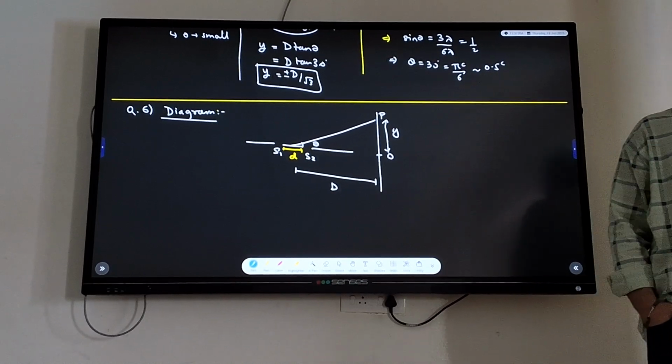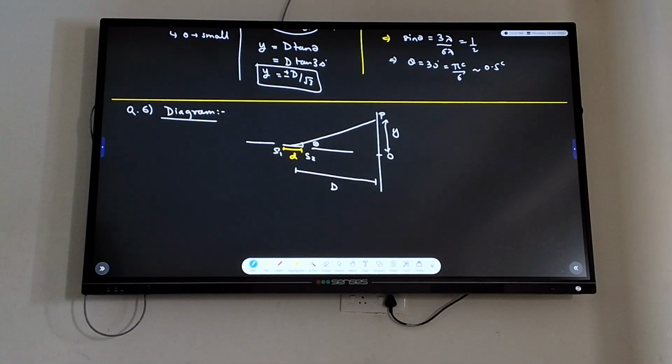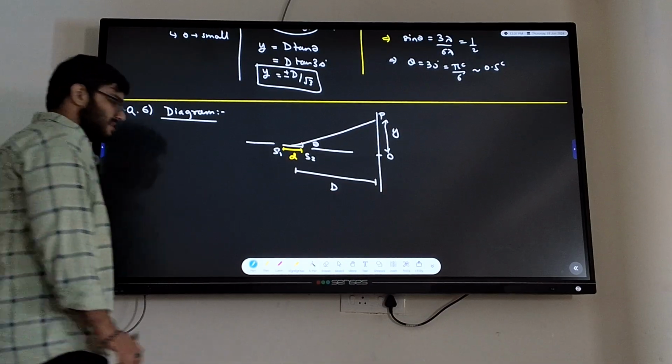Okay then, I am starting with the question. What is asked in the question? The total number of maximas and minimas on the screen. And for that, what do I have to find?